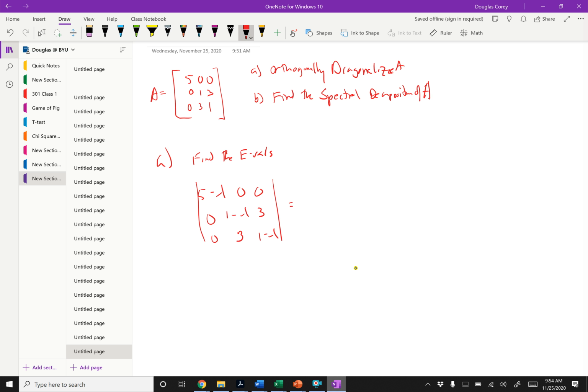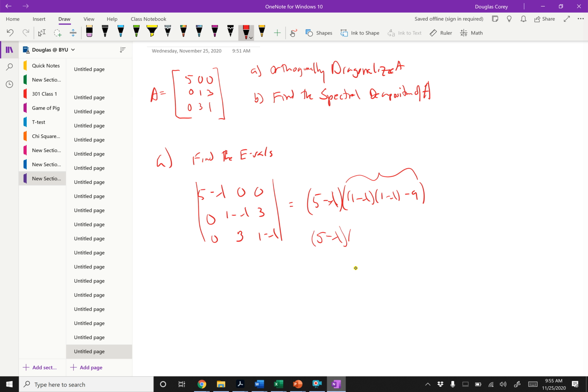So we'll get 5 minus lambda times, so I can eliminate the row and column that it's in. Here it's nice, I can expand using the top row, and I only have to worry about the 5 minus lambda times 1 minor. So we'll get 1 minus lambda times 1 minus lambda, minus 9. And I don't want to multiply all this out because I'm just going to end up factoring it down again.